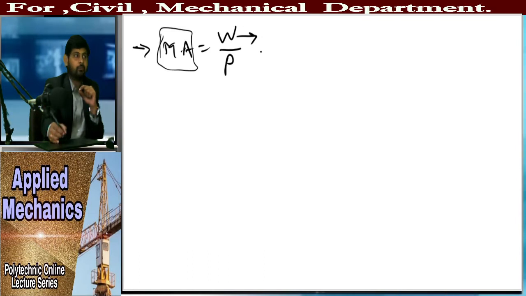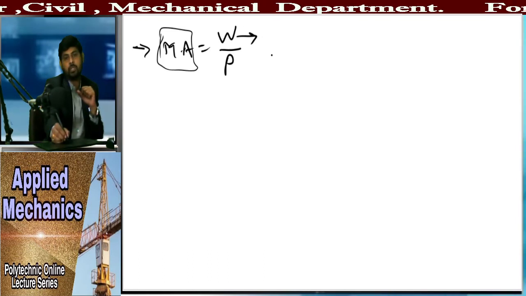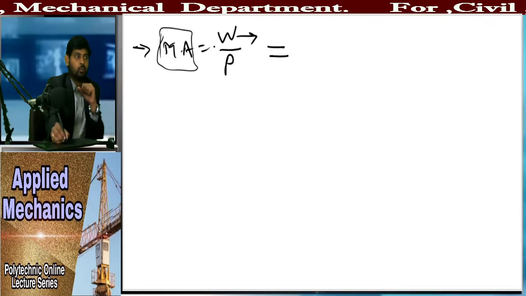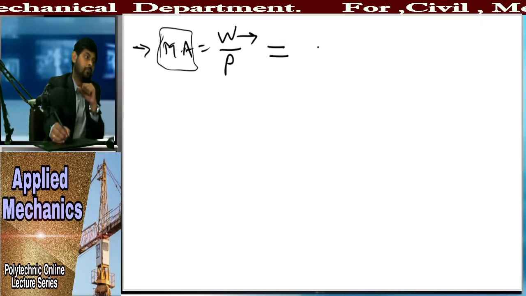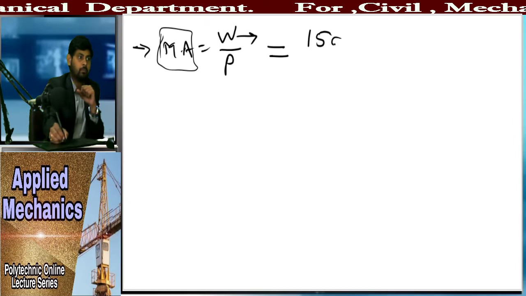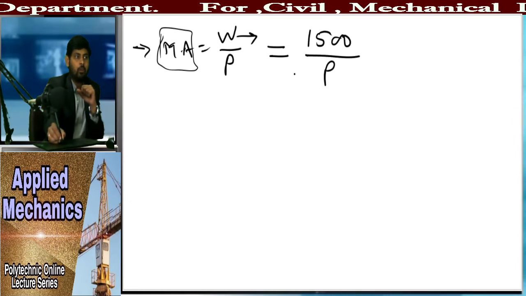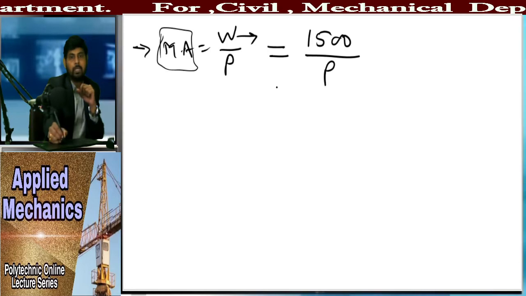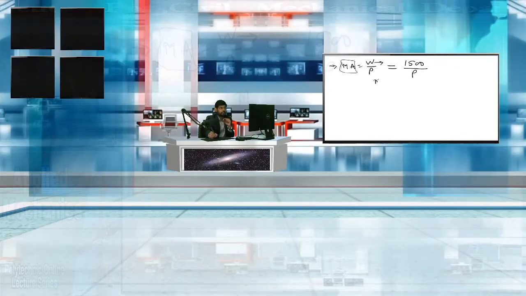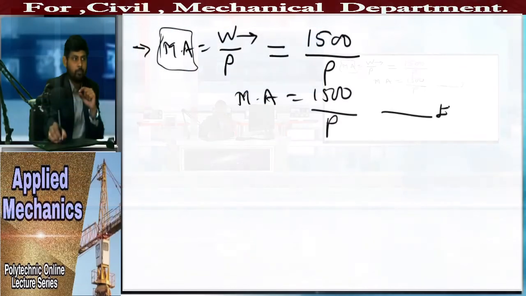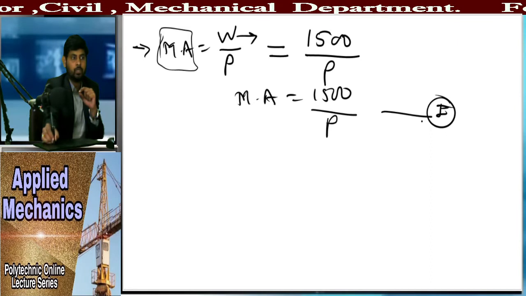But we can generate one equation here. So how can we generate the equation? What is the value of W? You can see here the value of W is nothing but 1500 Newton, right? And the value of P is unknown. So you will get one equation. What equation will you get? Mechanical advantage is equal to 1500 divided by P. So this is equation 1.